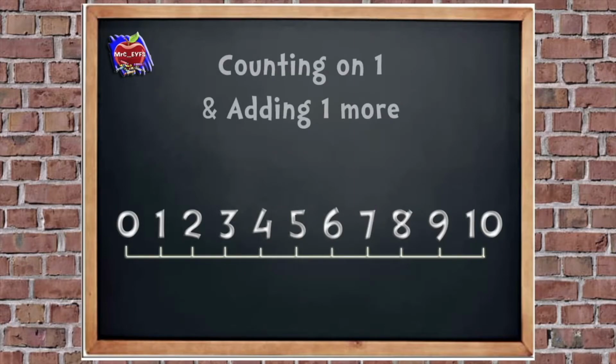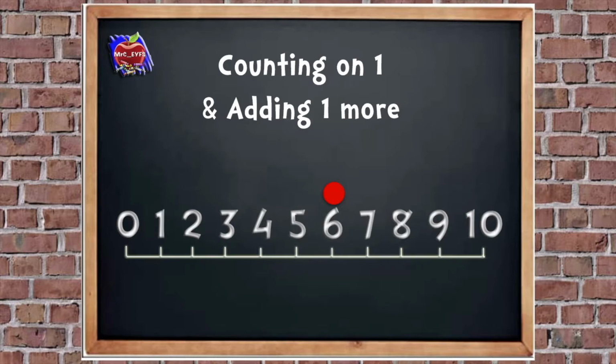Right, let's have a practice now at counting on 1 and adding 1 more. So, on your number line, can you put a counter on number 5, like mine? Have you done that? Good. Then, to add 1, we need to do 1 jump forward. So like this, 1 jump forward, and what do we land on? Number 6. Can you do that on yours? So 1 jump forward, and we land on 6.